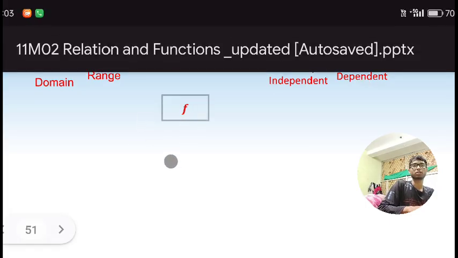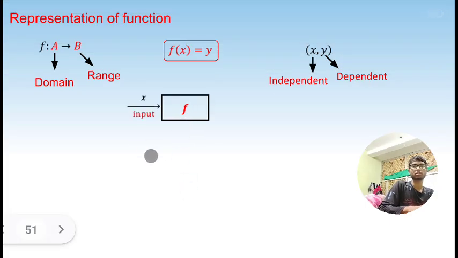Now this is restricted. So f is what? A function. So here we are saying x is the input. We are entering the input into the function, and after entering this x as an input, this will give us the output. So the input would be x, and y would be the output.